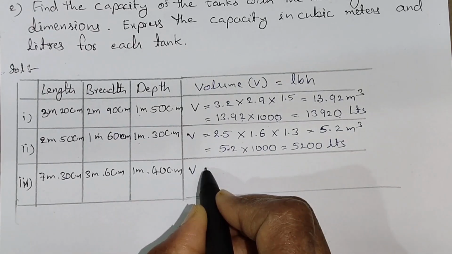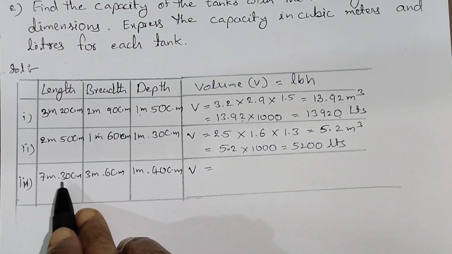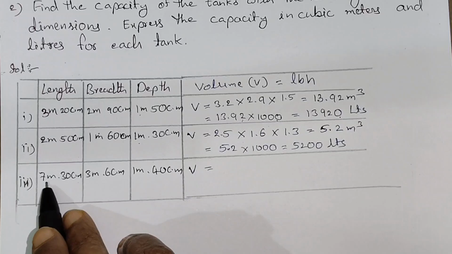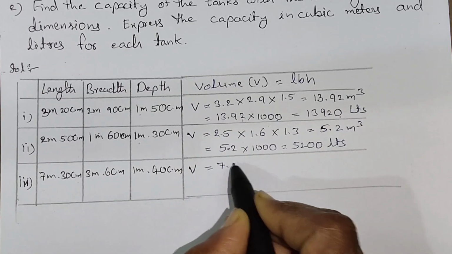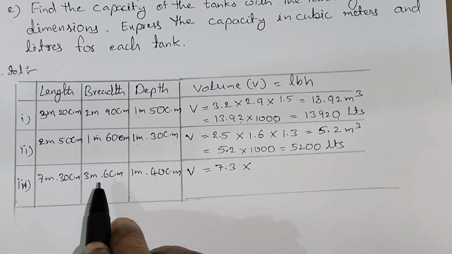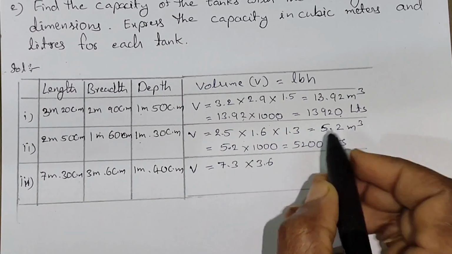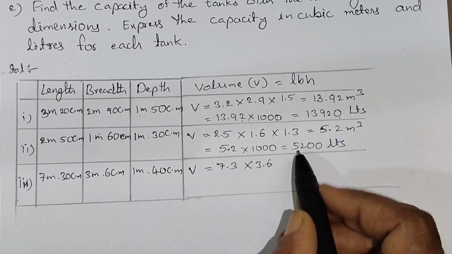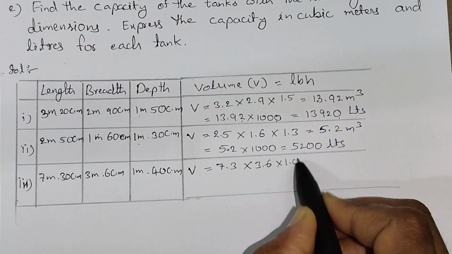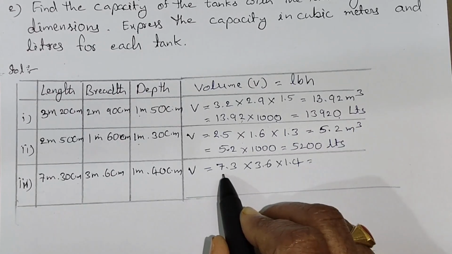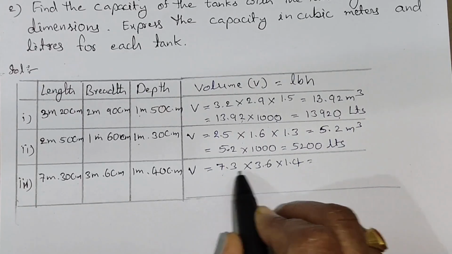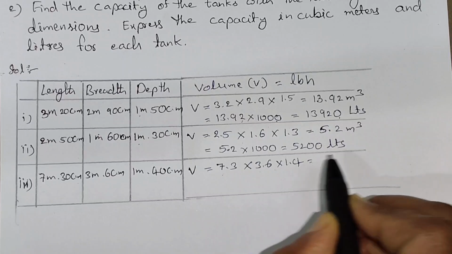Next, third one here. First one is 7 meters 30 centimeters, so we write 7.3 meters. Next 3 meters 60 centimeters, 3.6 meters. Here 1 meter 40 centimeters, so we write 1.4 meters. So multiply these three numbers, 7.3 into 3.6 into 1.4.